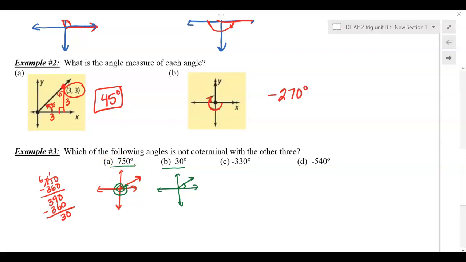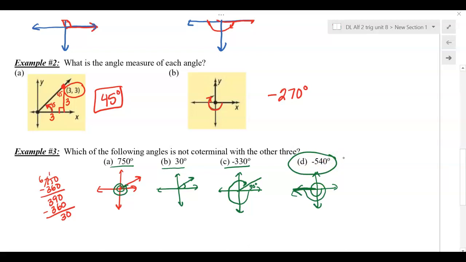Then I look at negative 330 degrees. Negative means I'm going in the opposite direction. 330 degrees would be almost the whole circle, and the amount that I would be away from completing the circle would be 30 degrees. So again, it would land coterminal with the other 3. The next number I have is negative 540, which I'm assuming is the answer, but I'm going to check here. If I go around 360, 540 is 180 more than that, so it would land over here, and you see that it's not coterminal with the other 3.